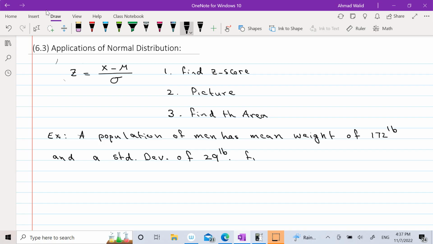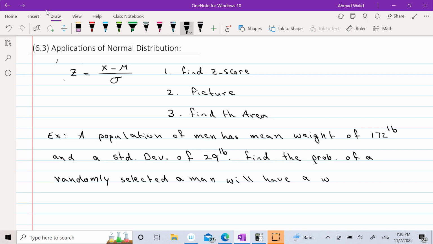Find the probability of a randomly selected man will have a weight of less than 174 pounds, correct? We want to solve this problem, correct?